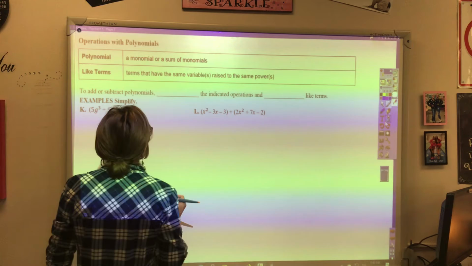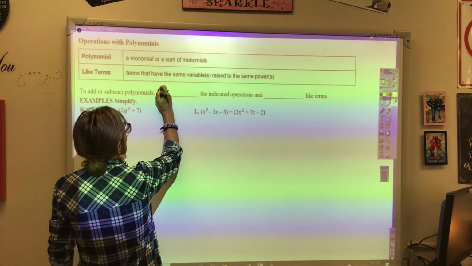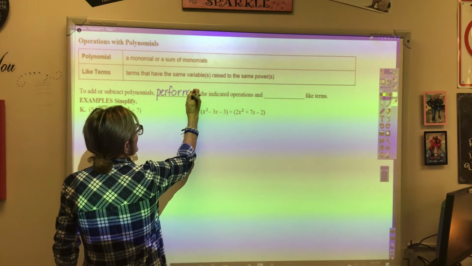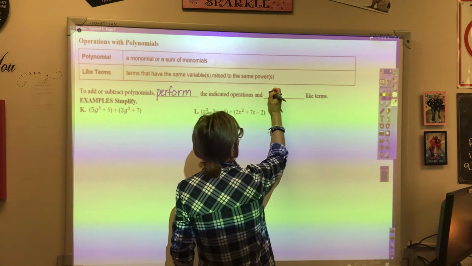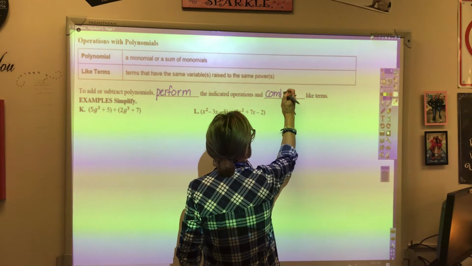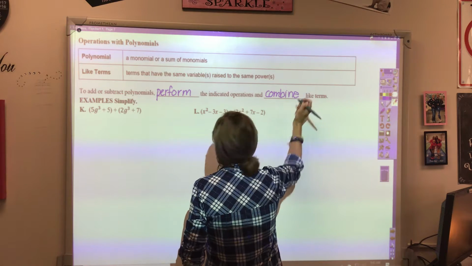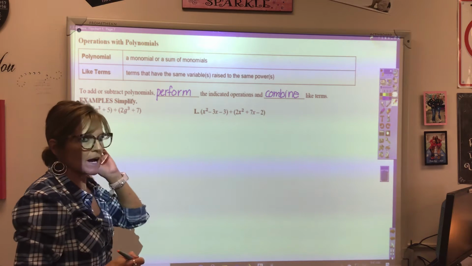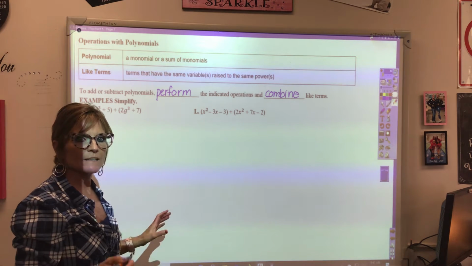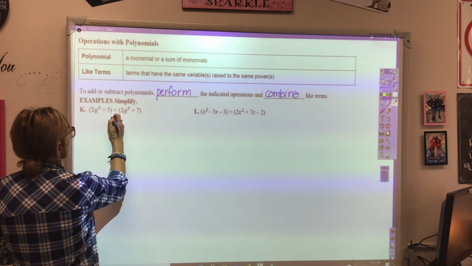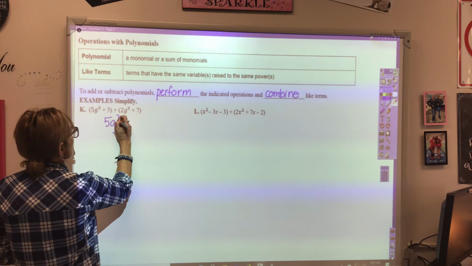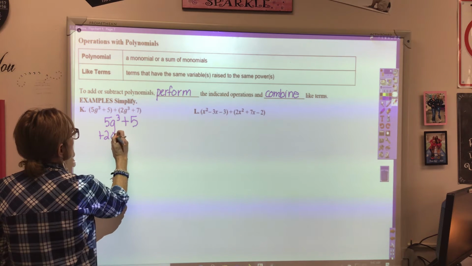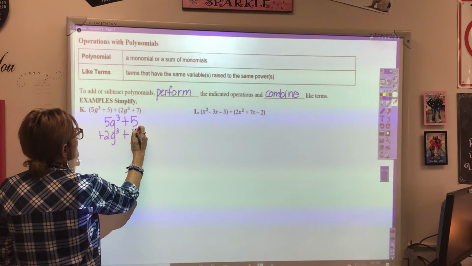To add or subtract polynomials, perform the indicated operations and combine like terms. So if we start off with our first two examples and we're adding the polynomials together, I would recommend writing them vertically and lining them up by like terms. So we would have 5g to the third plus 5, plus 2g to the third plus 7.